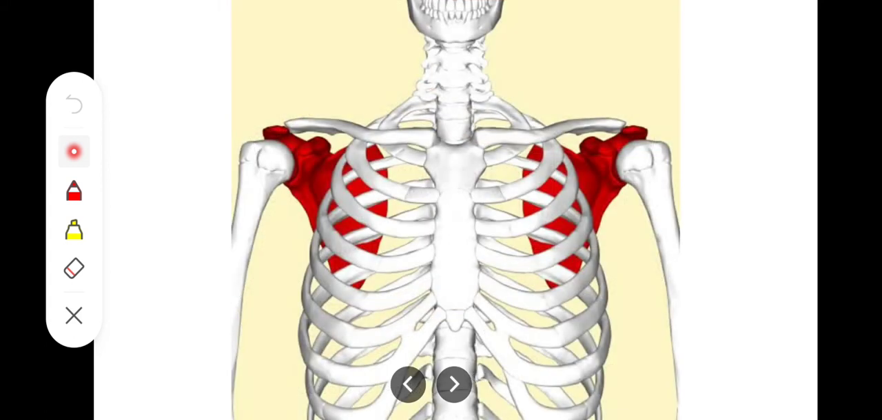Let's just jump to the scapula. The scapula is also called the shoulder blade, and it forms the posterior aspect of the thoracic cavity, the thoracic cage, and we'll be studying its important features.